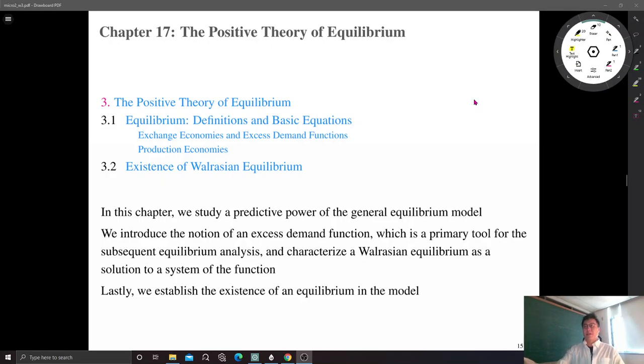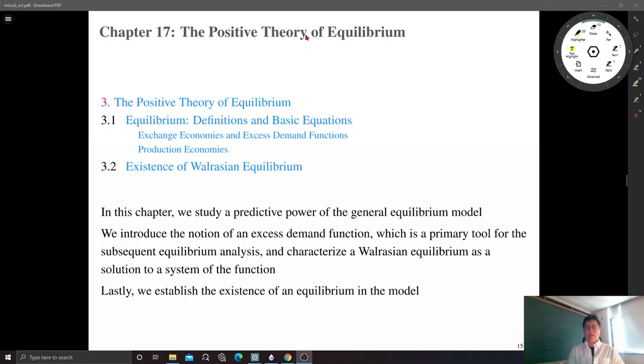So this week, my aim is to cover Chapter 17 in Mas-Colell, Whinston, and Green. That is about the positive theory of equilibrium. In Chapter 16, we studied the normative theory of equilibrium. We studied two welfare properties of equilibrium, and we went into Pareto efficiency. We studied several properties of Pareto efficient allocations by linking to the social welfare maximization problem and by deriving first order conditions characterizing the Pareto efficient allocation. So that is about the normative theory.